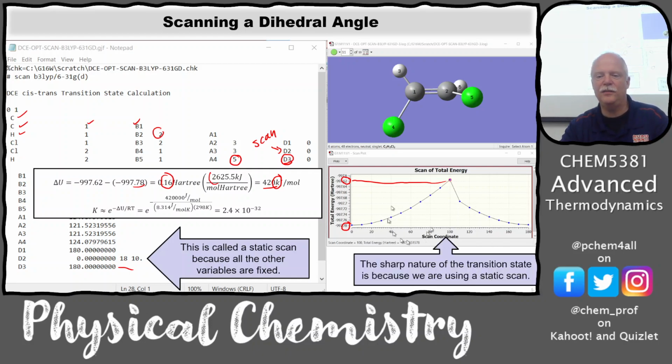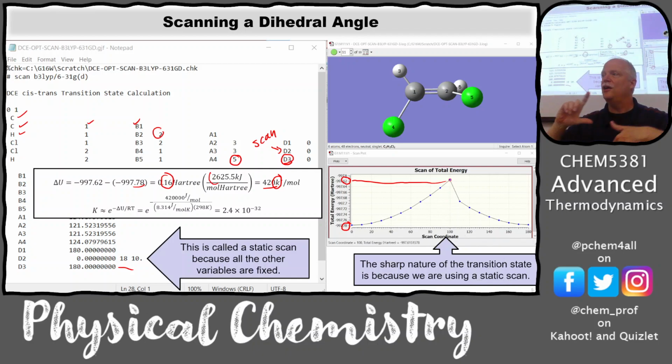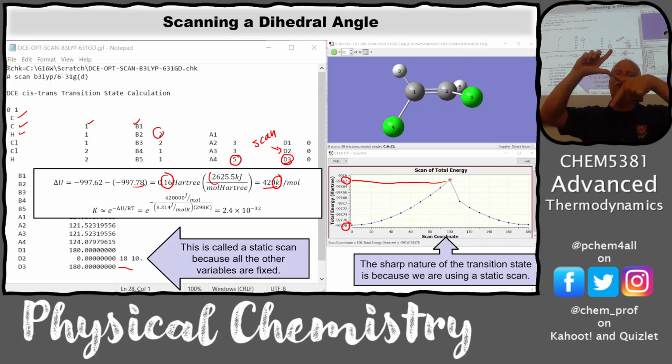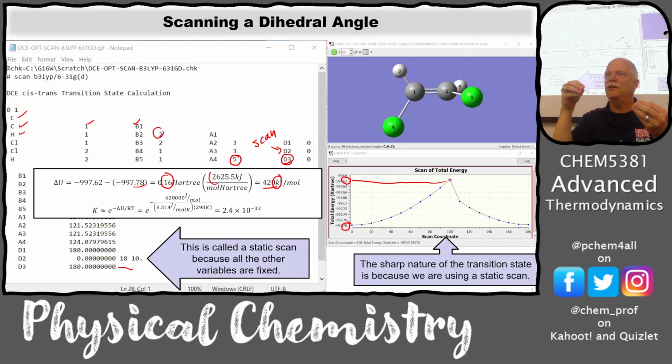So the sharp nature of this transition state is because we're using a static scan. We're not allowing any of the other bond lengths and angles to change, but they would change, right? If we're going to go from this to 90 degrees, we would have to break that double bond, so the carbon-carbon bond would stretch naturally, and the angles would change. Now we're in an anti-bonding orbital, and so there would be a change to the bond lengths of the carbon-hydrogen, the carbon-chlorine, and so on.